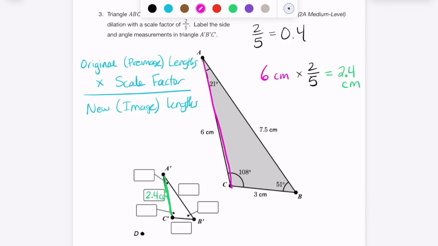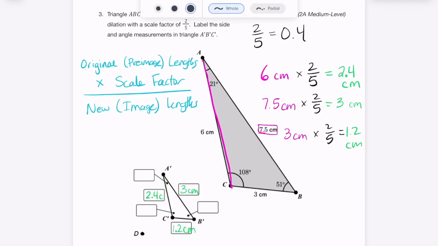Okay, then we can do the same thing. This one is 7.5 centimeters. We multiply by my scale factor of 2/5. Right, you have a calculator. I'm not going to show off the work here, but you have a calculator. You can also do it by hand, of course, and you're going to get 3 centimeters for A prime, B prime. And then lastly, we have 3 centimeters times the scale factor of 2/5, and that's going to be 1.2 centimeters. Okay, so those are my new side lengths.